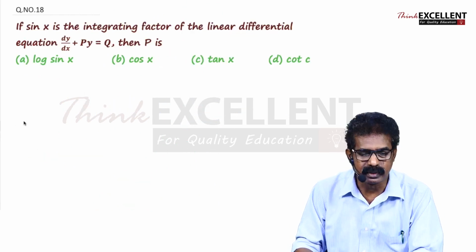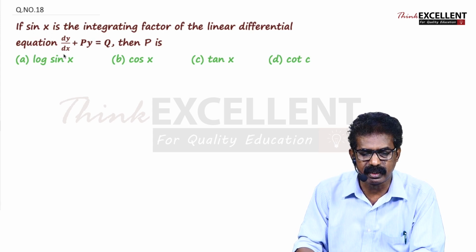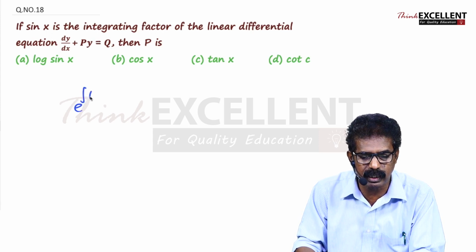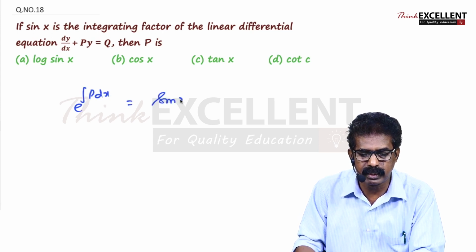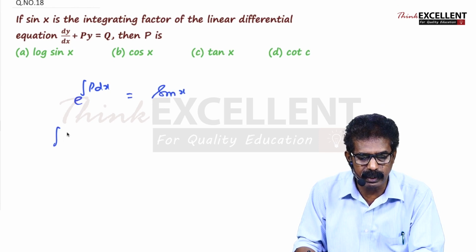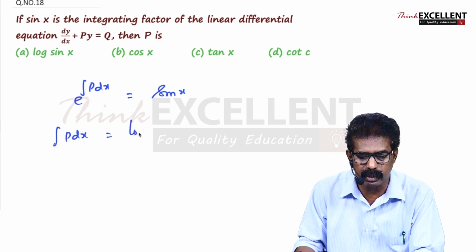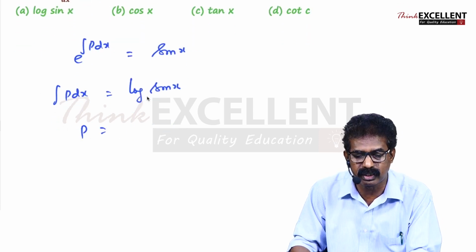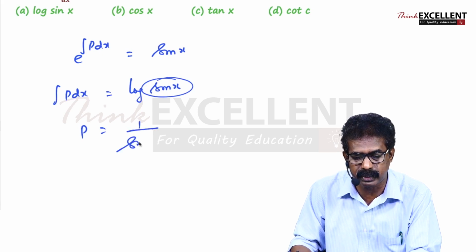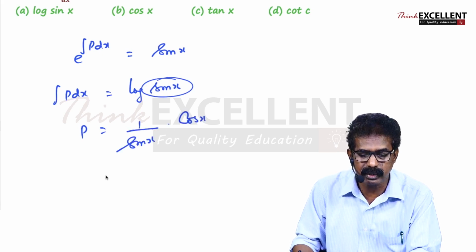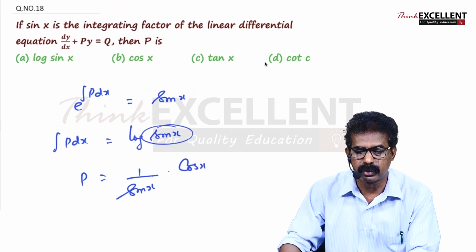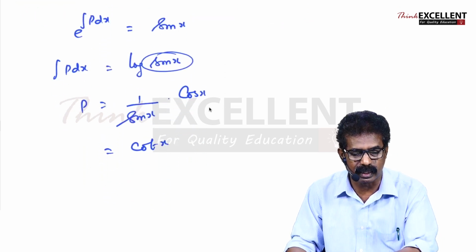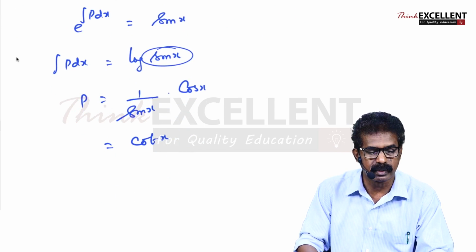Now question number 18, listen. If sin x is the integrating factor of dy by dx plus py equal to q, so e raised to integral p dx is equal to sin x. Taking log on both sides and applying the power rule, integral p dx into log e, which is 1, equal to log sin x. Differentiate both sides, the differential and integral cancel, so p equals 1 by sin x into the derivative of sin x, cos x, that is cos x by sin x, which is cot x. So the correct answer is cot x, not cot c, which is also given. Be very careful. B is the correct answer.